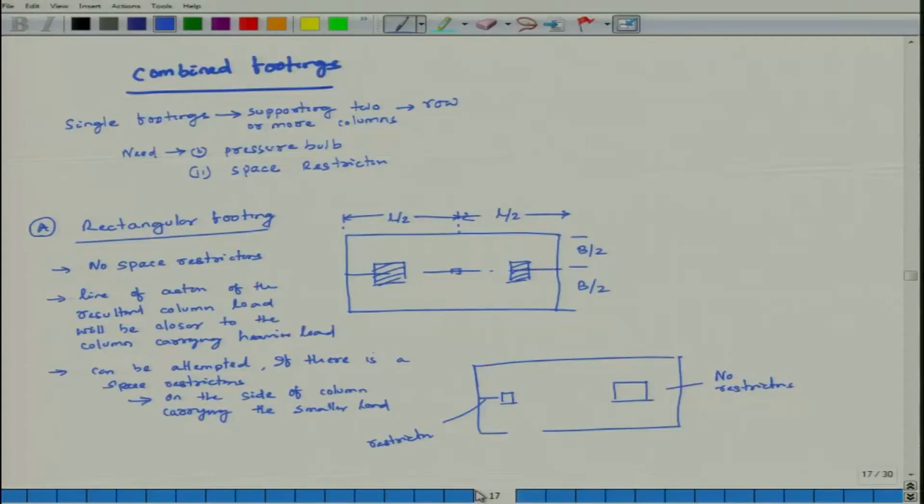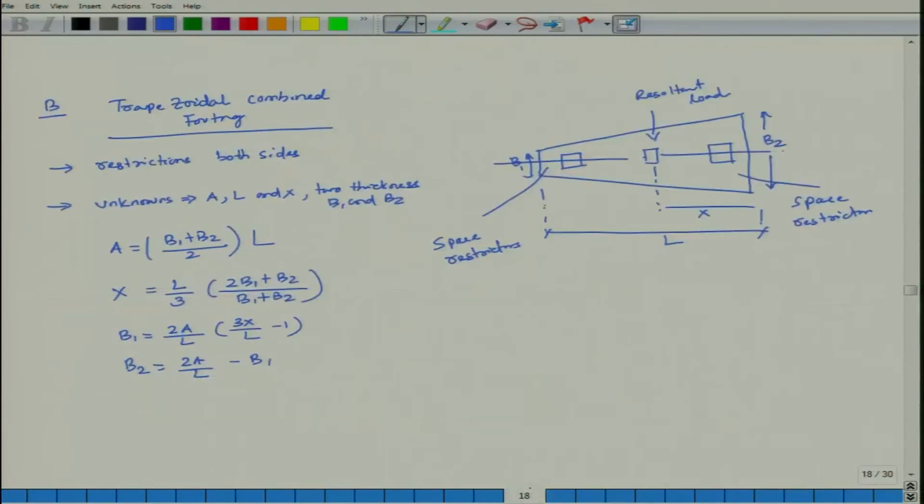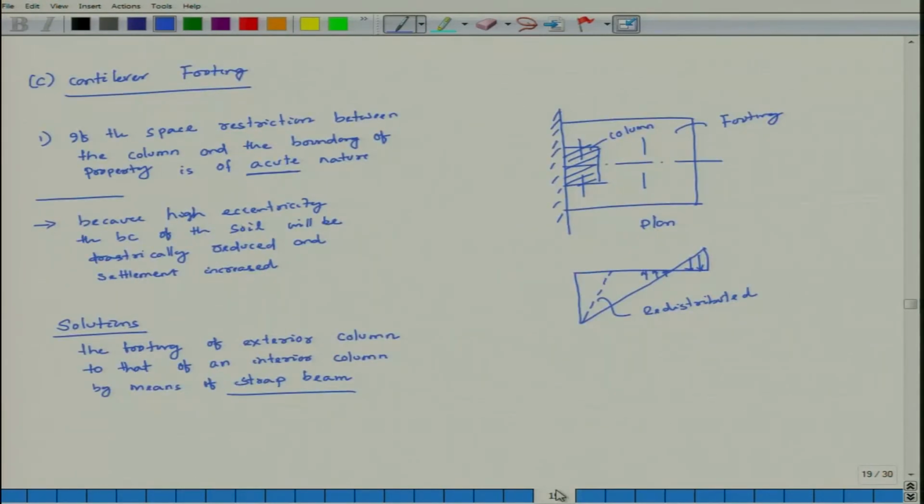This is a part of what I have covered till here. Combined footing, first one is your rectangular footing, then second is your trapezoidal footing, third one is your cantilever footing in the form of strap. And what is your requirement or proportioning? Because of certain dimensions required, you need to have certain dimensions.